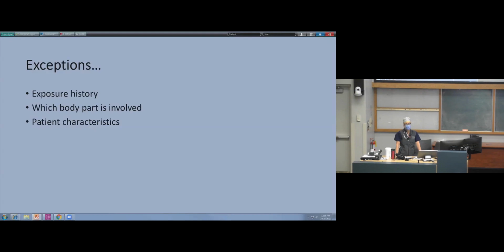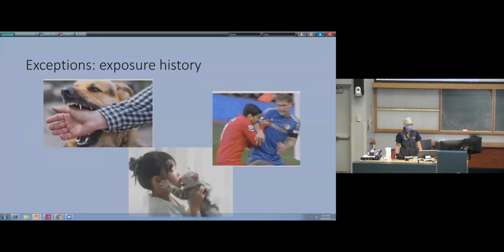So for example, if you have a patient who's had a bite, a dog bite, a human bite, a cat scratch or bite, then you really want to make sure that your coverage is covering the kinds of bacteria found in those particular mouths. So generally that means anaerobic and some gram-negative coverage in addition to your staph and strep.